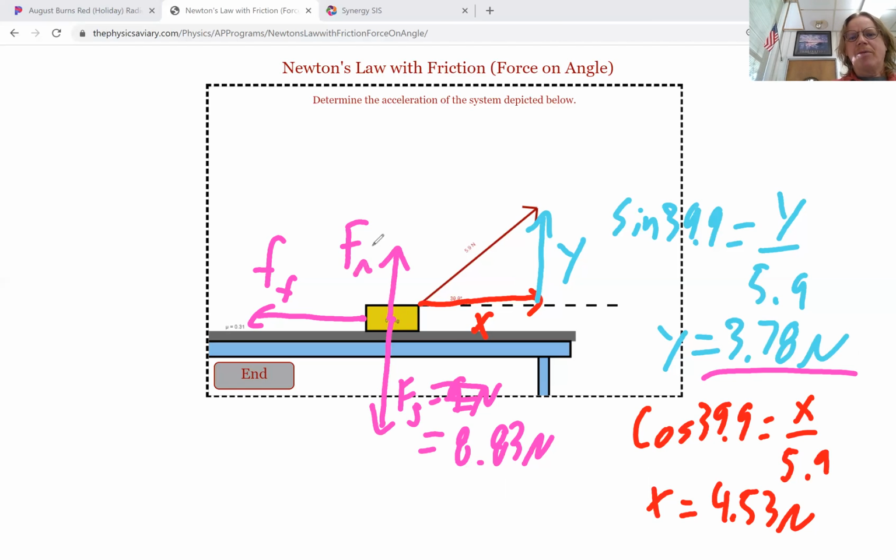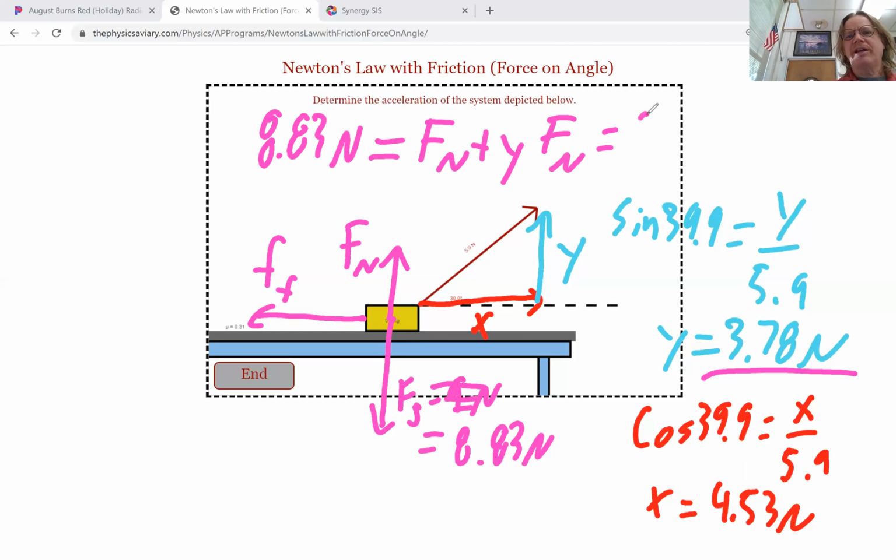Fn, plus the Y is the same as the 8.83. Does that make sense? Because all the vertical things are going to sum up. We're not going up or down with this thing. So we know the up and down forces have to be balanced. So I know that the 8.83 Newtons one way has to equal the normal force plus the Y going in the other direction. So if I want to solve for the normal force, that's going to be 8.83 minus the Y, which is 3.78.